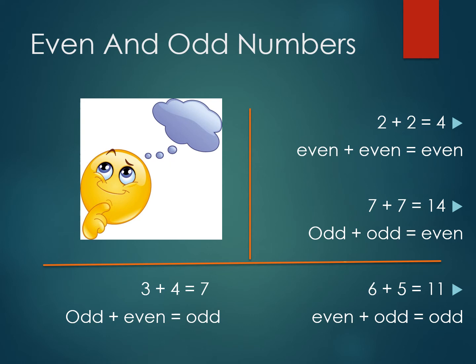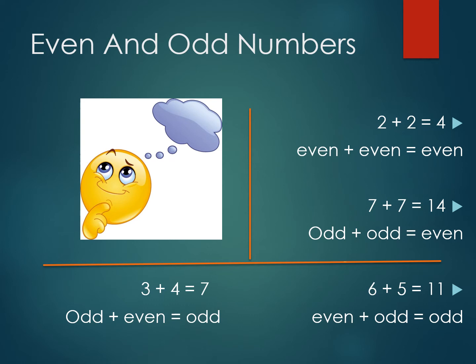For example, 2 plus 2 equals 4. 2 is an even number and 4 is an even number. So even plus even equals even. 7 plus 7 equals 14. 7 is an odd number and 14 is an even number. So odd plus odd equals even.